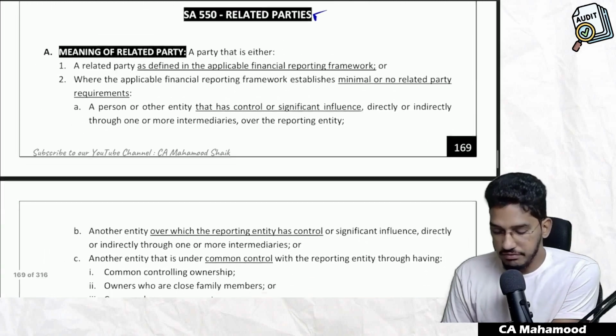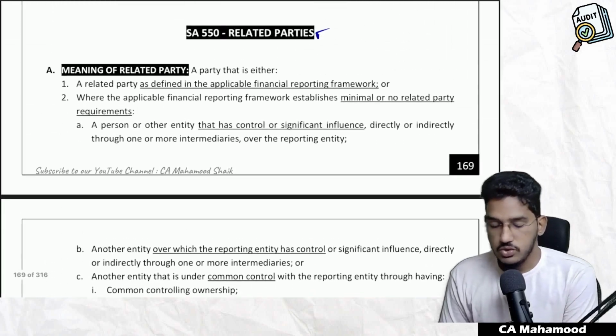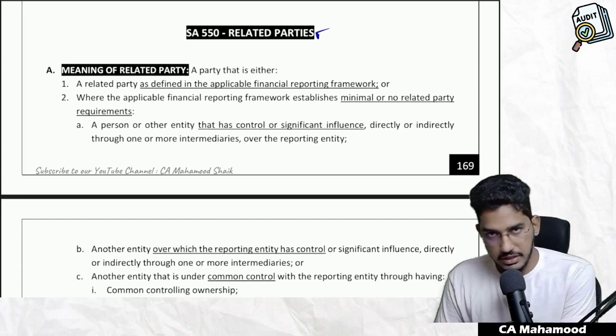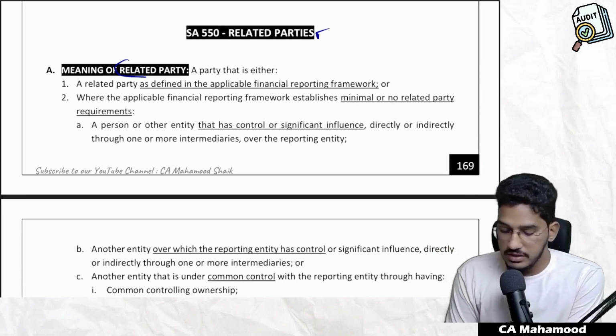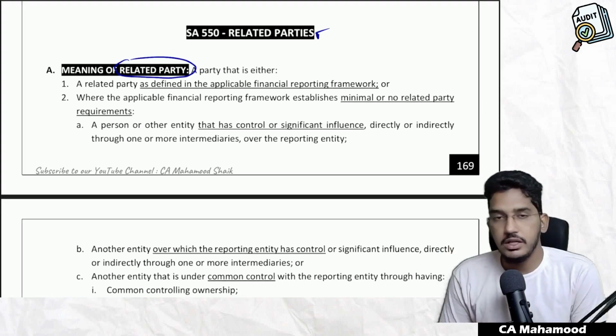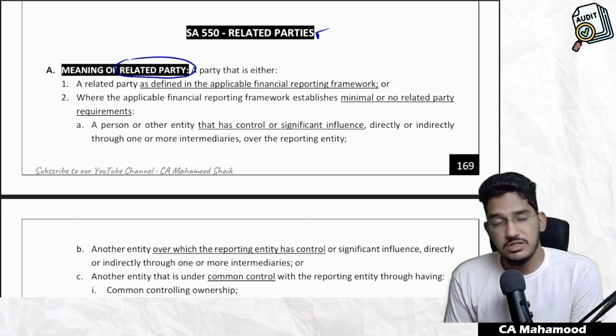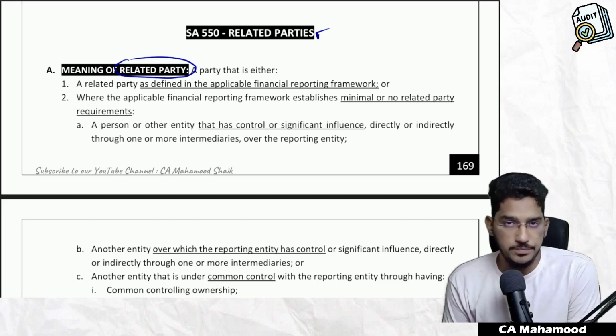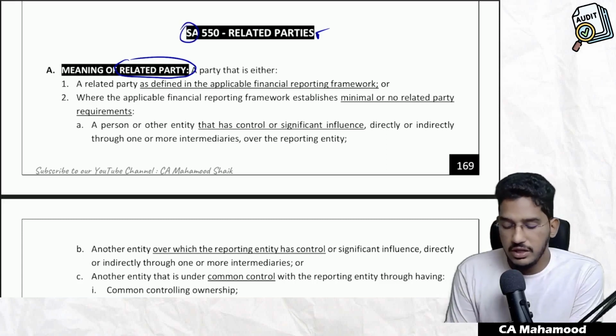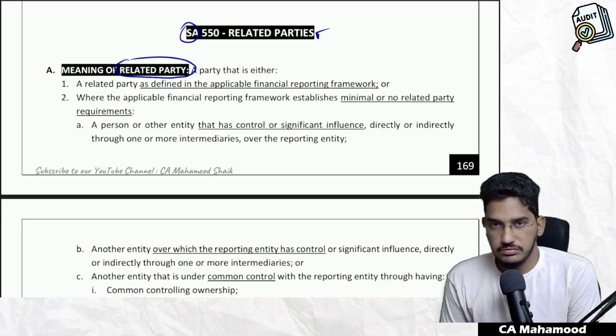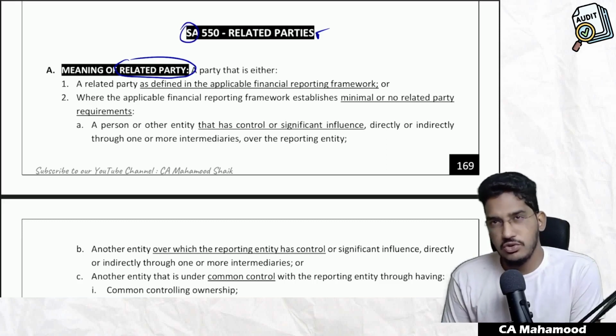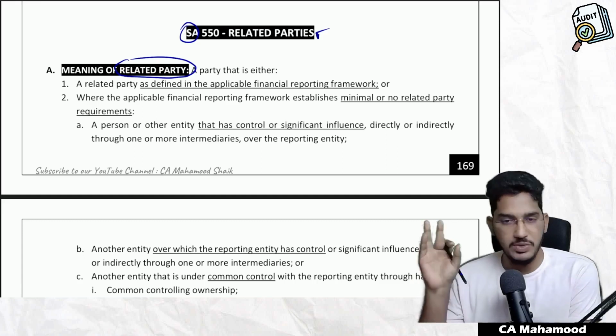So SA 550, related parties. The auditor's responsibility regarding related parties. Sir, first of all, what is the meaning of related party? You are telling related party, but how to decide who is my related party, who is not my related party? Now, the standards on auditing did not take the extra load to define the related parties once again.